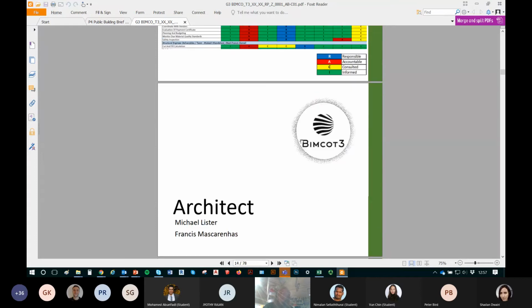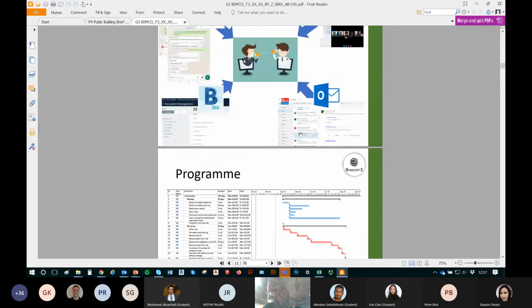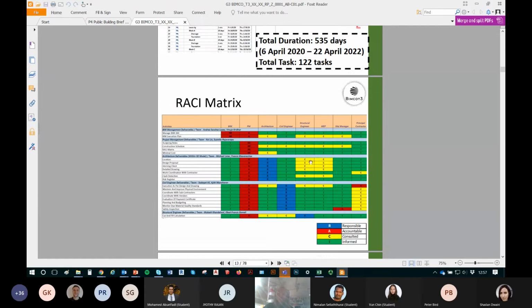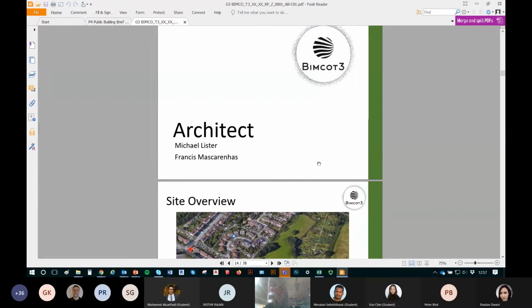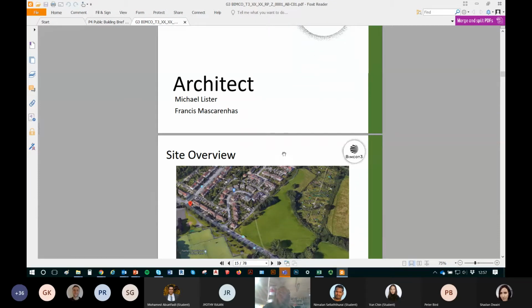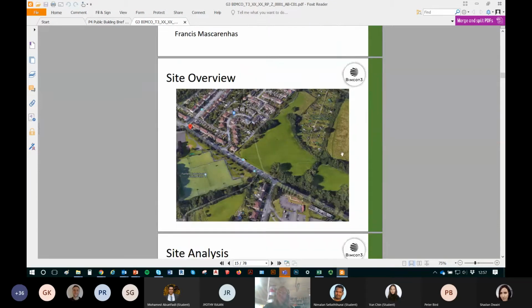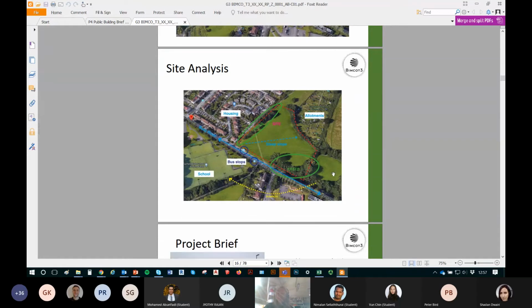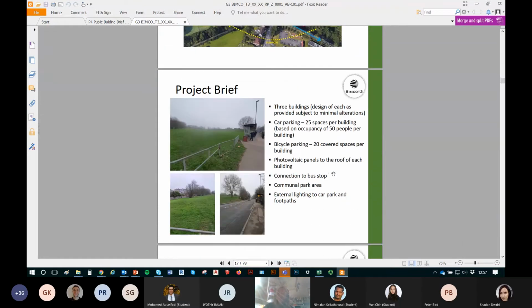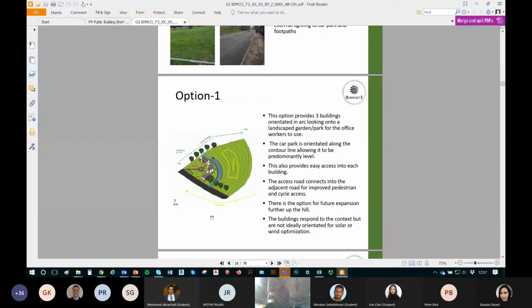RACI matrix, a little bit short on this one, but I think it's up to you how much you want to develop. You saw the other example that had a more developed project manager section. The architect explaining a little bit of the site approach and the decisions made on design. And then moving on to that, we can start seeing that BIM model and illustrating those design options.